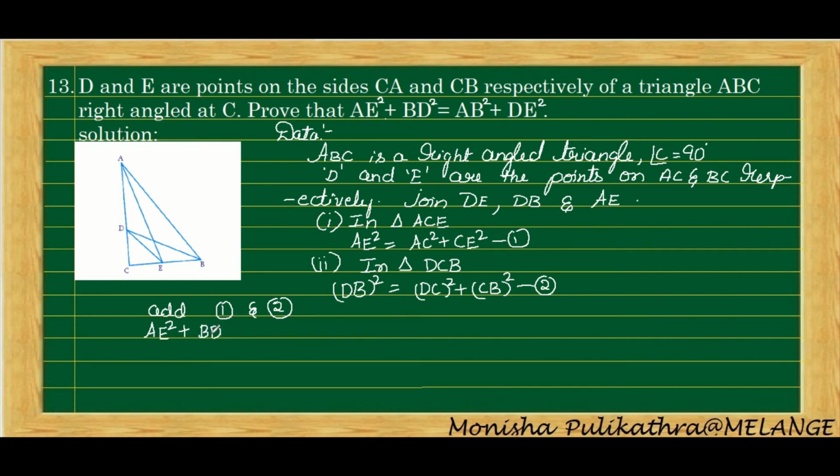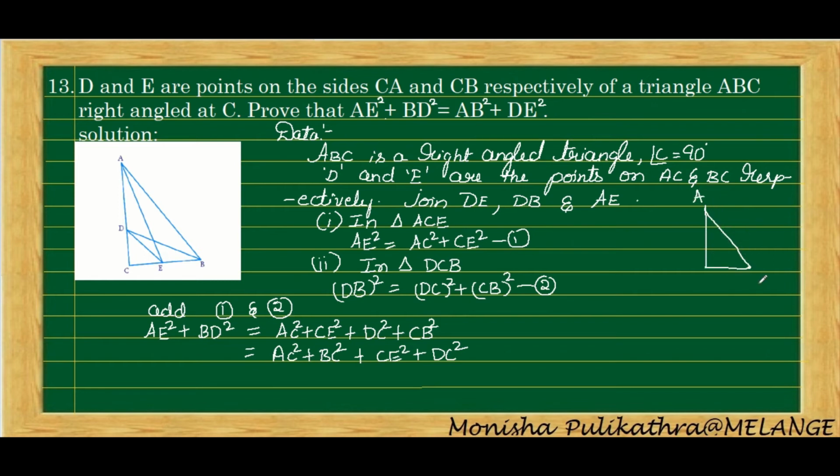So DB or BD, anything we can take. AE square plus BD square is equal to AC square plus CE square plus DC square plus CB square. Next we need to join that, that is AC square plus BC square. CB or BC. We need to group the terms. Next, CE square plus DC square. Next go through the diagram again. AC square plus BC square. So it will be like this.